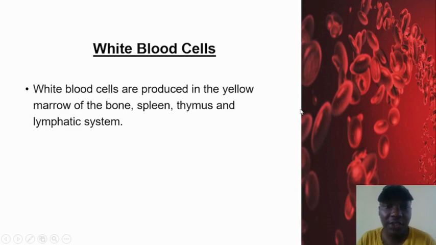The white blood cells are produced in the yellow marrow of the bone, the spleen, the thymus, and the lymphatic system. So here is where the white blood cells can be produced. You've seen where the red blood cells are produced. So white blood cells are produced in the yellow marrow of the bone, the spleen, the thymus, and the lymphatic system. Moving on, let's see the platelets.